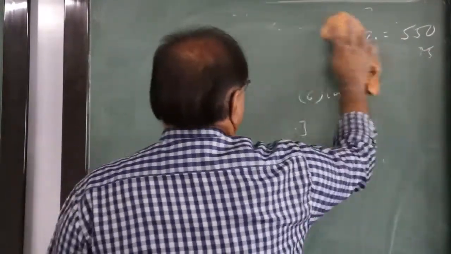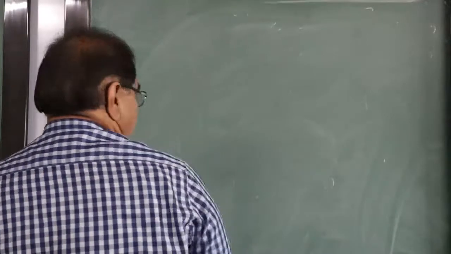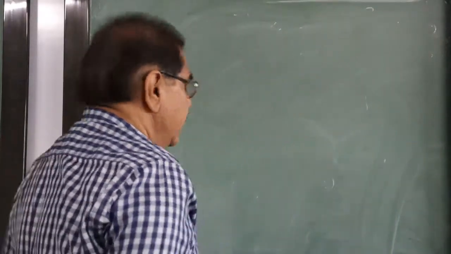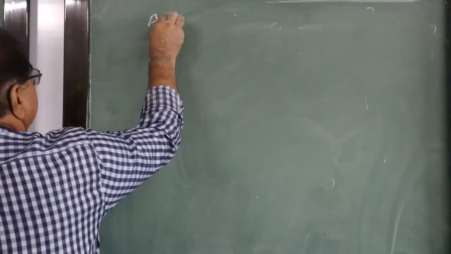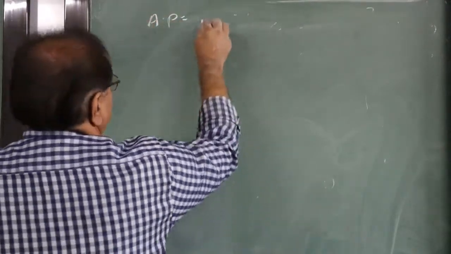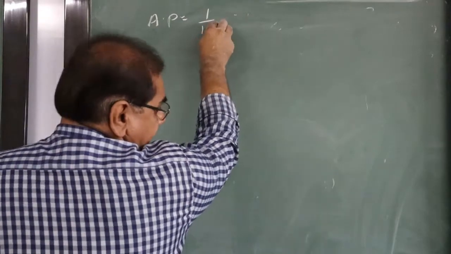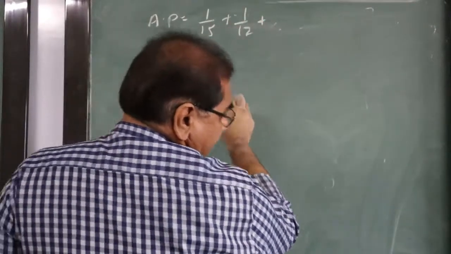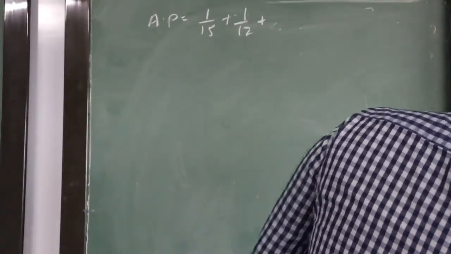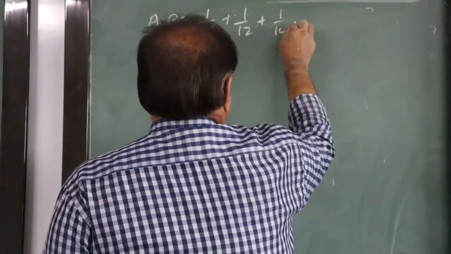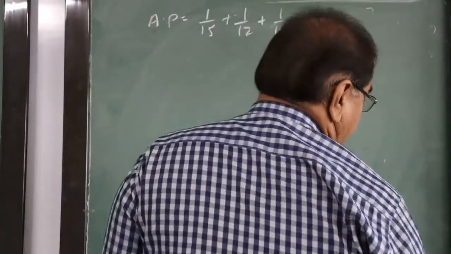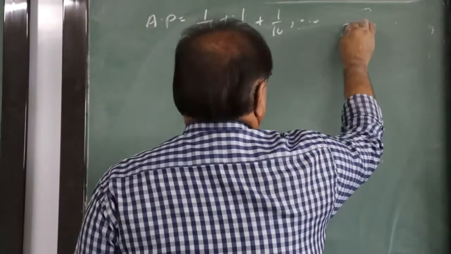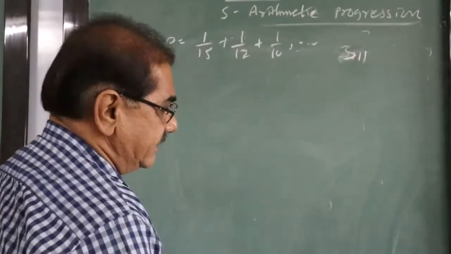So after doing these many examples, now we are moving to the questions of exercise number 5.3. You are given one AP. It is 1 upon 15 plus 1 upon 12 plus 1 upon 10 and so on. And you have to find out S11, the sum of the first 11 terms.